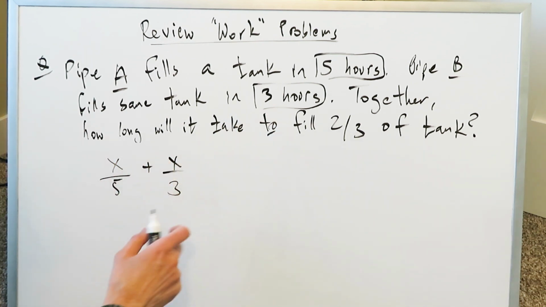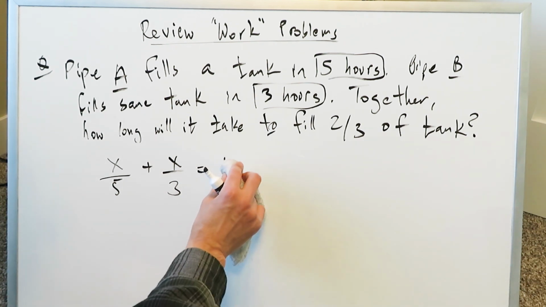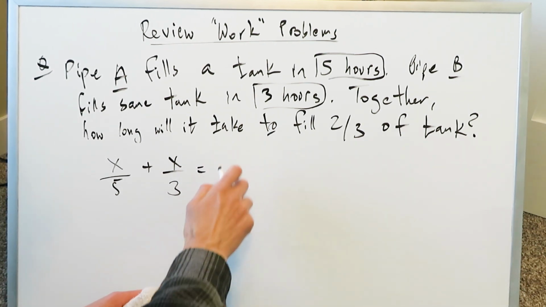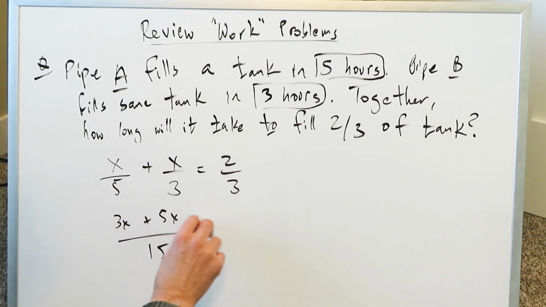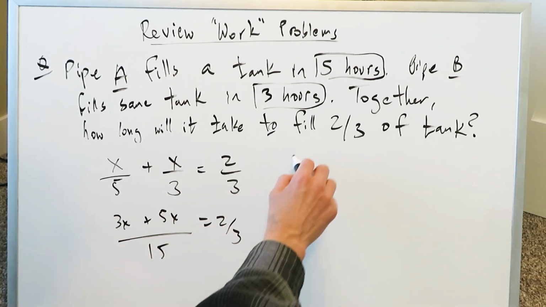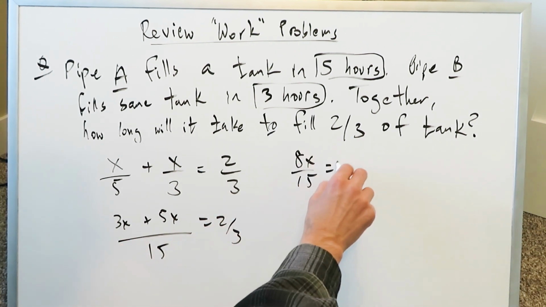So x over 5 plus x over 3 is equal to what would normally be a whole tank. But we're not talking about a whole tank, we're talking about 2/3 of a tank. So this will be 2 over 3. And from here you just solve for x. You'd have 15 over here. 5 goes in 15, 3 goes in 15. You'll have 3x plus 5x is equal to 2 over 3. Here you'll have 8x over 15 is equal to 2 over 3.